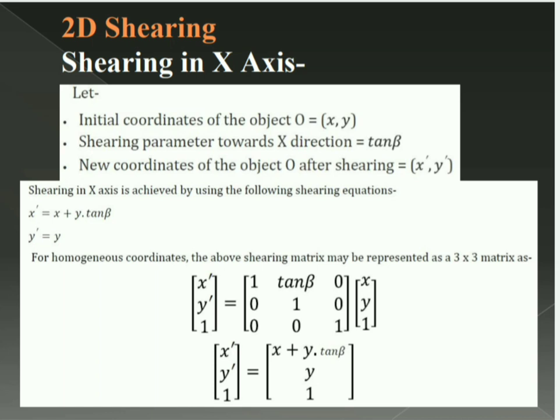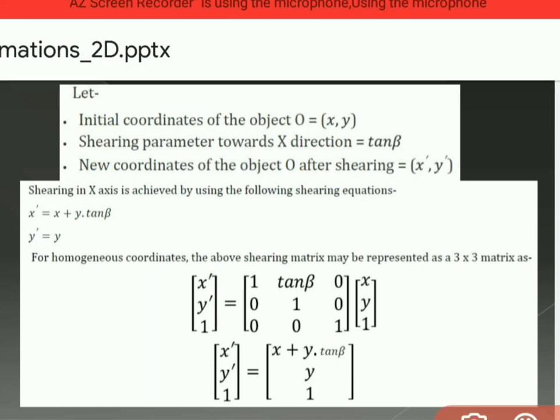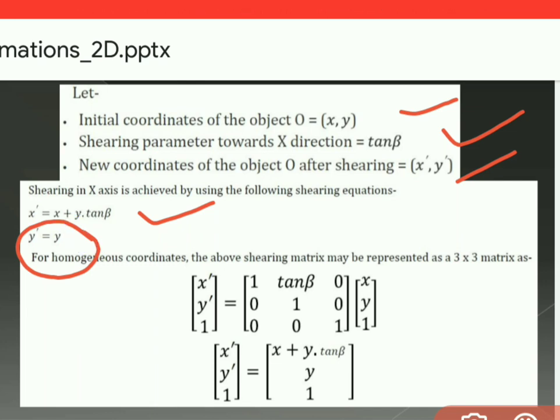So first we are going to see shearing in the x-axis. Let us assume the initial coordinates of the object are x, y. Then the shearing parameter towards the x direction is tan beta. The new coordinates of the point after the shearing are x dash and y dash. Now the algebraic equations are x dash is equal to x plus y into tan beta, and y dash is equal to y itself.